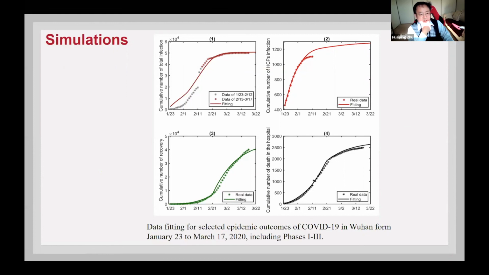For the early stage, because the time is short, we have enough data to fit the solution with the data. So it shows a good result. This is less important. I believe people doing modeling are able to use data to do this.